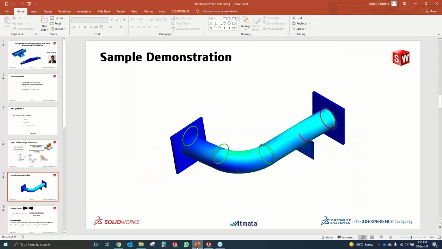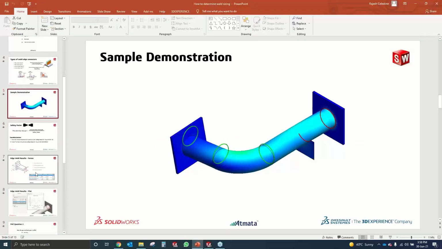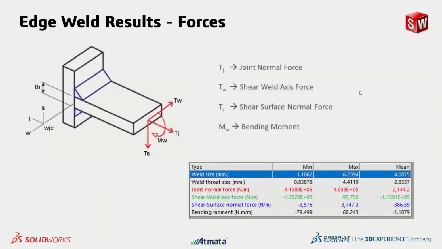Let me explain these forces to you. We see the joint normal force on the weld, which is TJ. TJ is acting perpendicular to the weld seam. Then we have the shear force on the weld axis, which is TW, acting parallel to the weld seam. Then we have the shear normal force, which is TS, and also the bending moment. The weld size has been calculated based on all these forces acting on this weld.